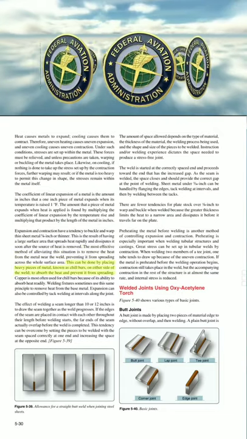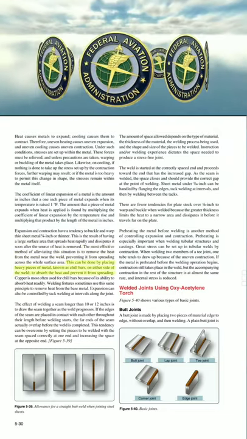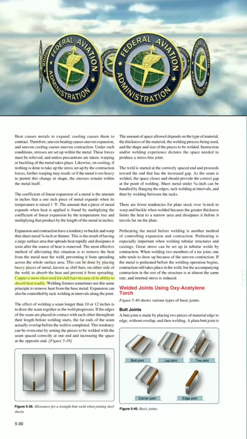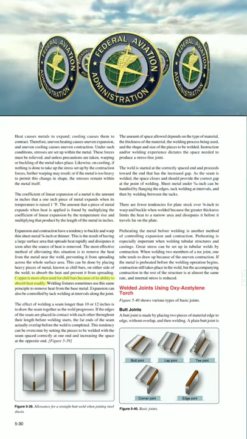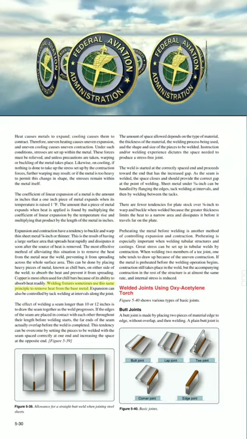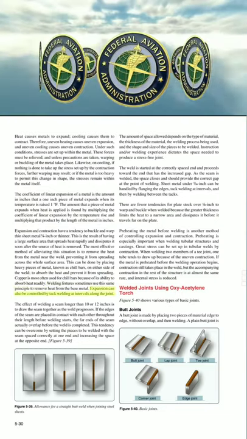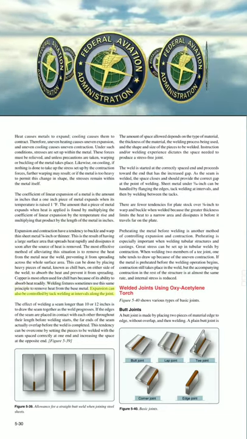This can be done by placing heavy pieces of metal, known as chill bars, on either side of the weld to absorb the heat and prevent it from spreading. Copper is most often used for chill bars because of its ability to absorb heat readily. Welding fixtures sometimes use the same principle to remove heat from the base metal. Expansion can also be controlled by tack welding at intervals along the joint.